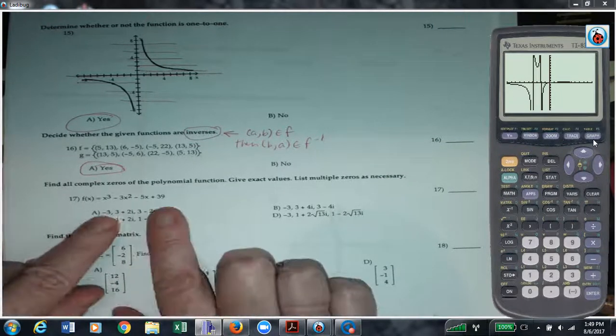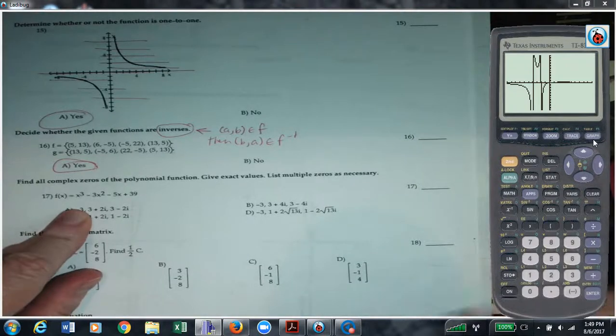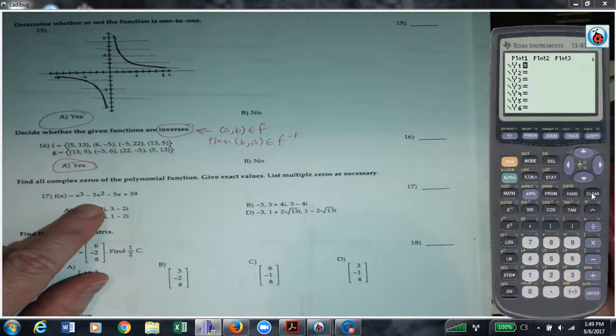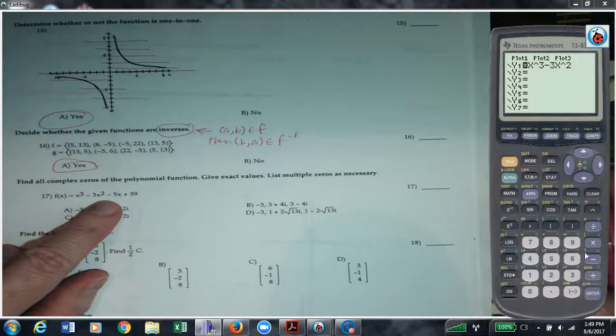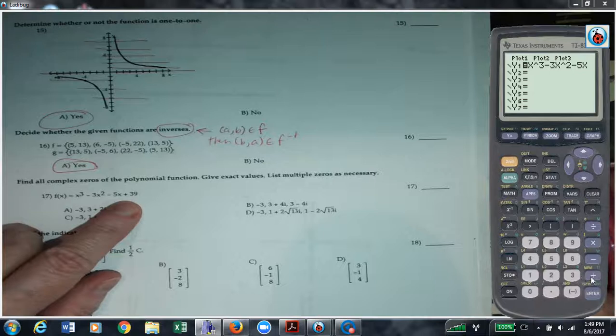Find all complex zeros of the polynomial function, give exact values, list multiple zeros as necessary. Okay, what we need to do with this one is put it in the calculator first, because real zeros will show up as x-intercepts. So clear this out and do x cubed minus 3x squared minus 5x plus 39. And let's start with the zoom 6.